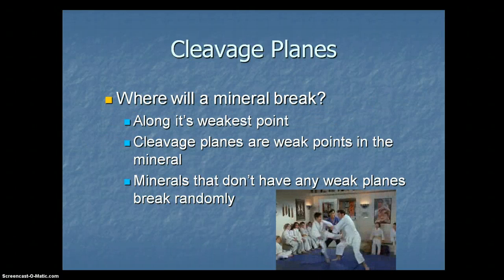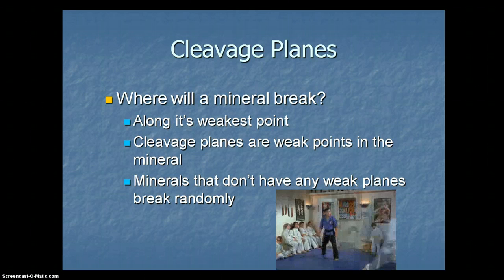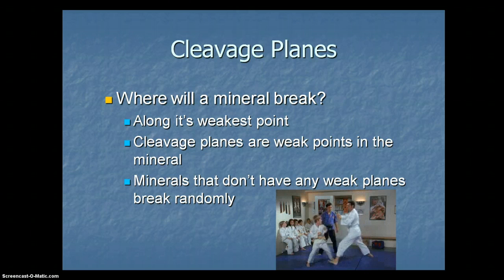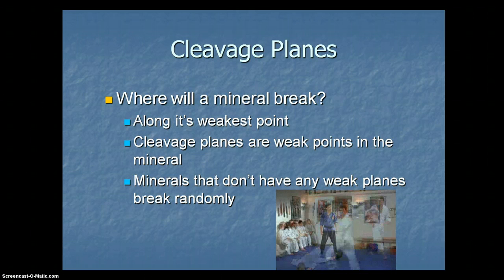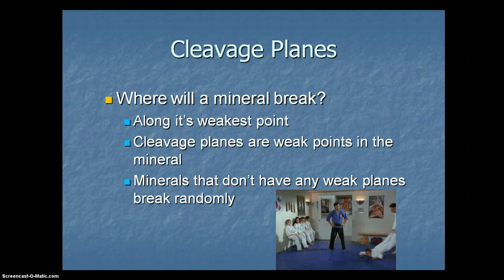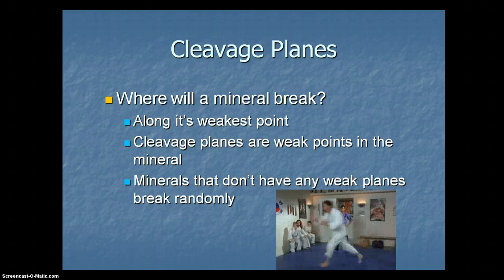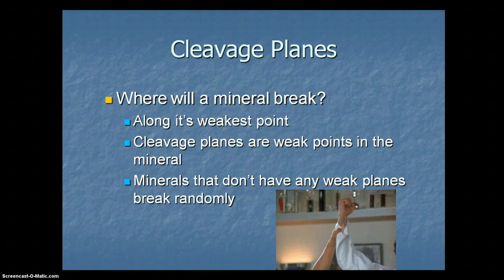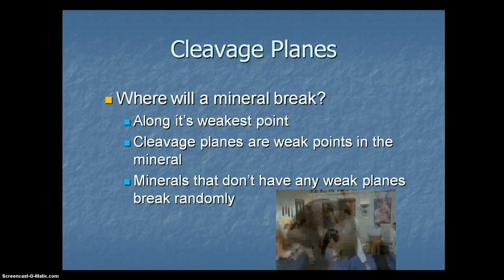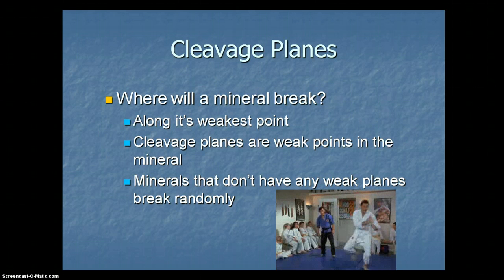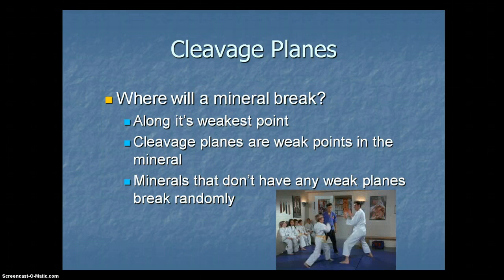These minerals have weaknesses in them, and it comes down to how the atoms are put together. Just like the old saying, a chain is only as strong as its weakest link. So when these minerals have weaknesses, all you have to do is hit them gently and they'll break along those weak planes. And that's why we have cleavage planes. Minerals that don't have any weak planes are equally strong in every direction, so they just break randomly instead of in some sort of pattern.